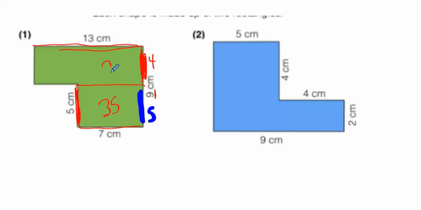So 13 times 4 is 52. Okay, so to figure out the area of the whole thing, I need to just add them together. So 52 plus 35, that's the area of both of the rectangles. So that's 87 centimeters squared.